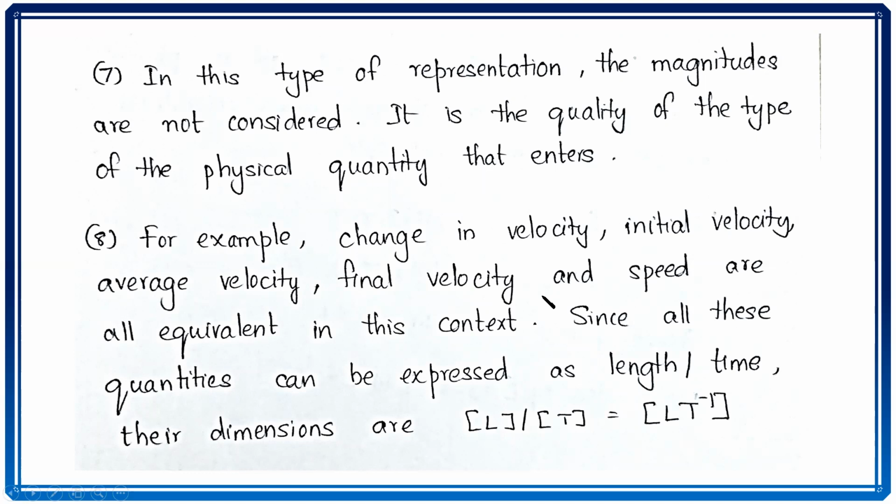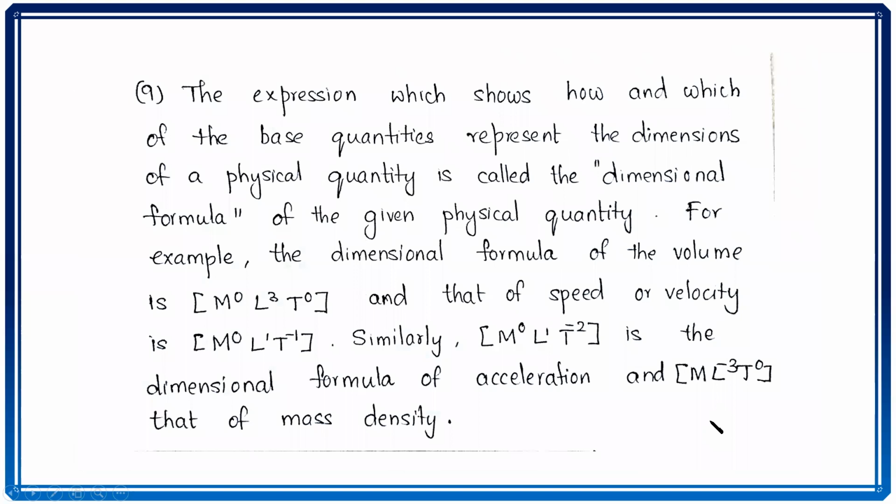Since all these quantities can be expressed as distance by time, that is length by time, for all of them the dimensions are L upon T, therefore L T to the power of minus 1. That means L to the power of 1, T to the power of minus 1. L has a dimension 1, T has a dimension minus 1. Now, the expression which shows how and which of the base quantities represent the dimensions of a physical quantity is called the dimensional formula of the given physical quantity.